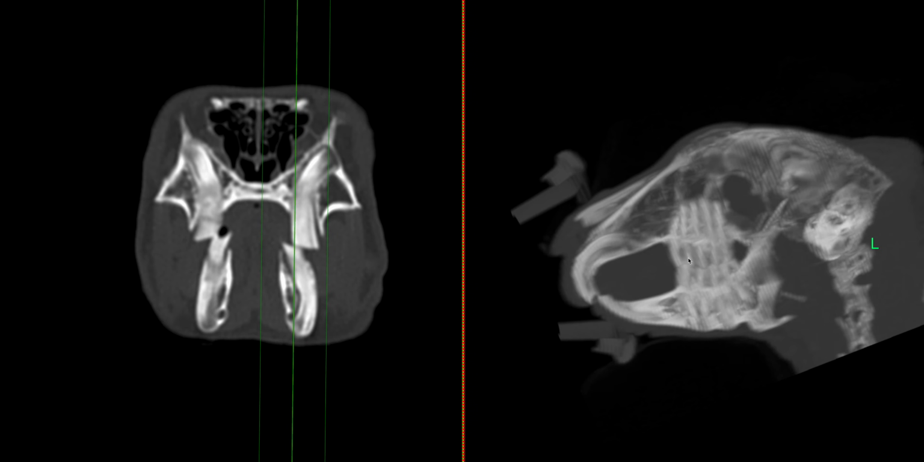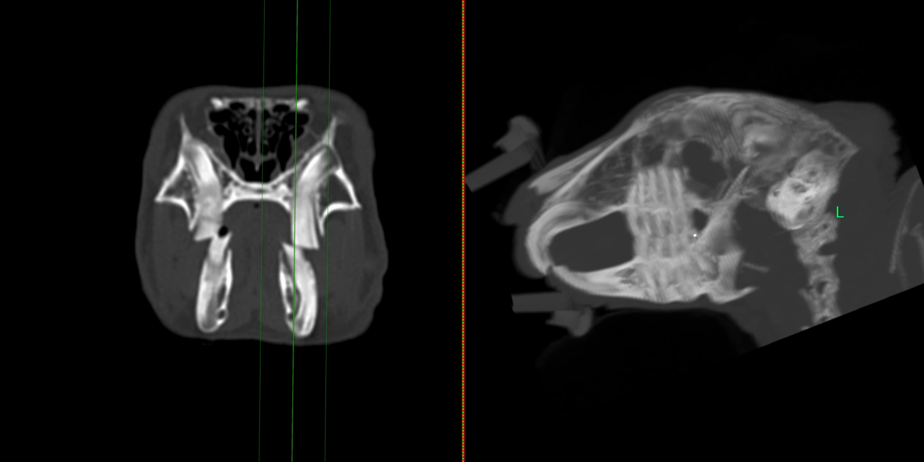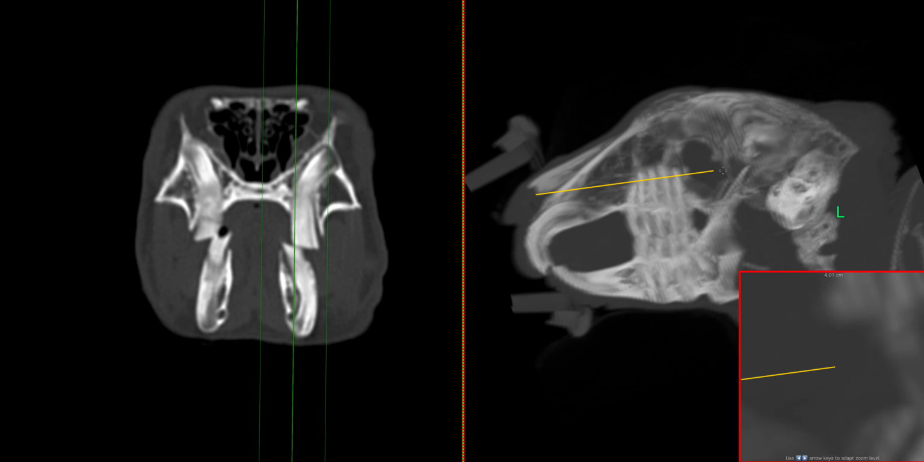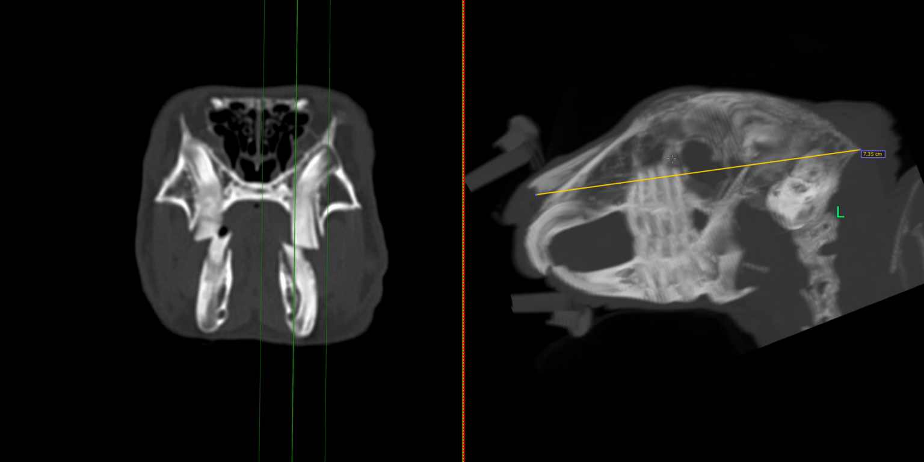So we are going to start from the left side. And as we did previously, we want to draw a line between the rostral aspect of the nasal bone and the occipital protuberance. And we can see that the reserve crowns of the left side extend beyond the line. So there is overgrowth at this level.